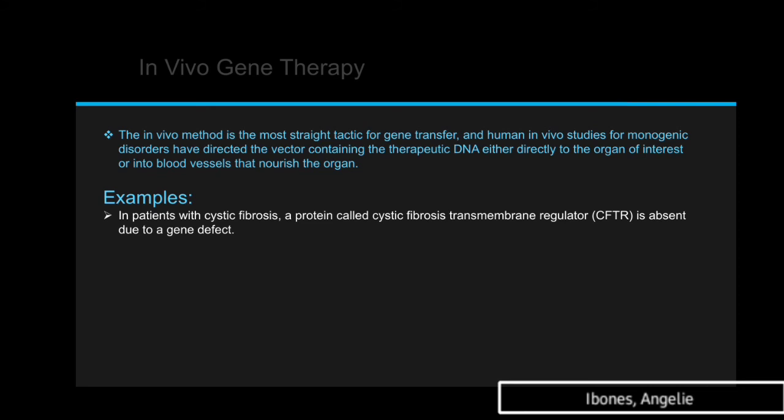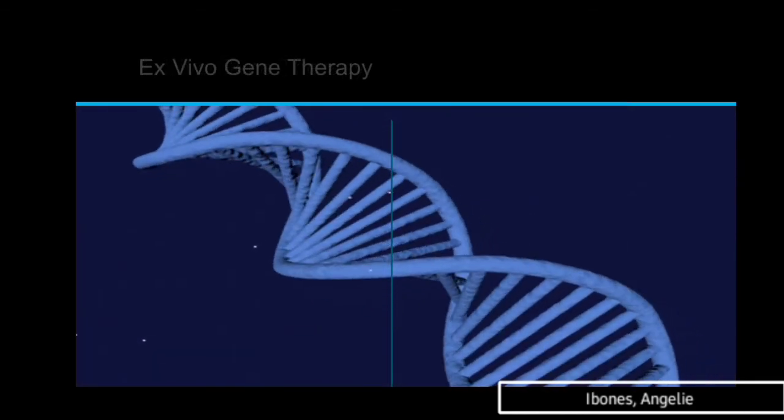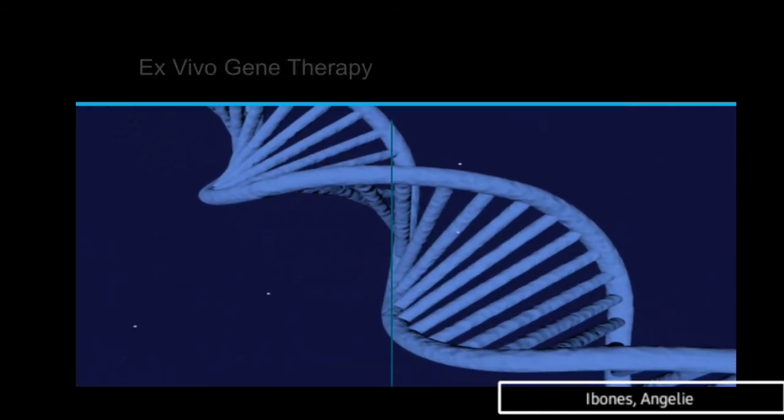A protein called cystic fibrosis transmembrane regulator, or CFTR, is absent due to a gene defect. In the absence of CFTR, chloride ions concentrate within the cells and draw water from the surroundings. This leads to the accumulation of sticky mucus in the respiratory tract and lungs. It is treated by in vivo replacement of the defective gene by an adenovirus vector. Therapy of cystic fibrosis.